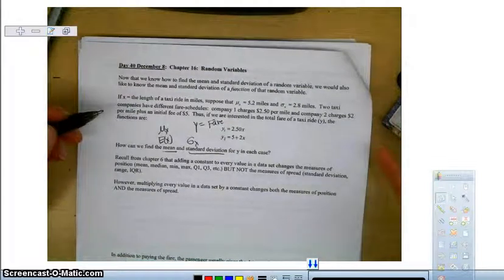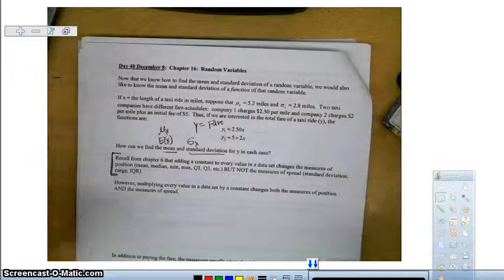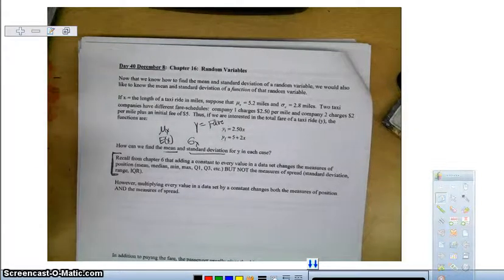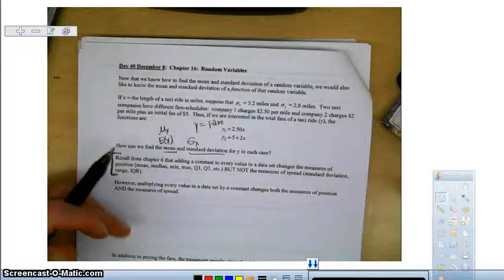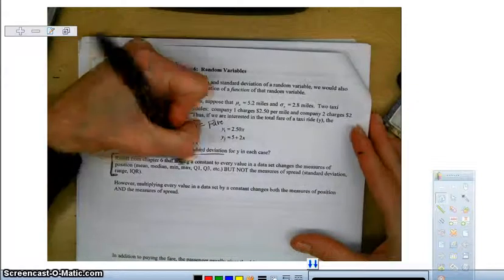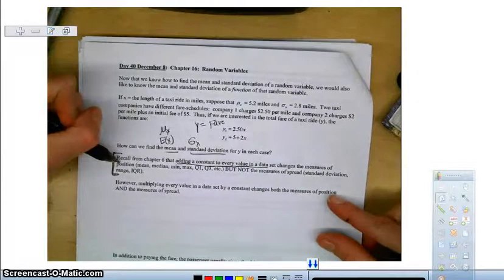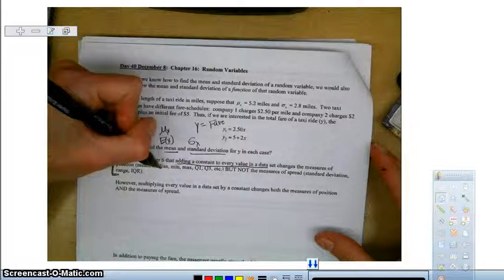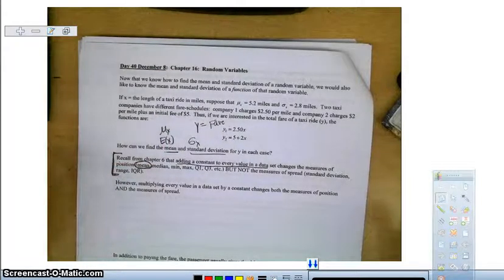Okay, here's how we do it. Back in chapter 6, we did some notes with dot plots of test scores, and then I said, okay, I'm going to add 5 points to these, and then we made a new dot plot and found the mean and standard deviation. What we found was that when you add a constant to every value in a data set, it changes the measures of position. The measures of position are mean, median, min, max, Q1, Q3, etc. The only one we care about here is mean. That's all we're finding, the mean.